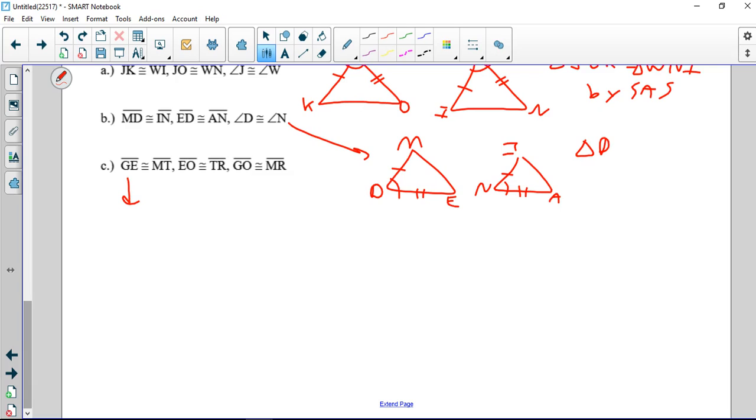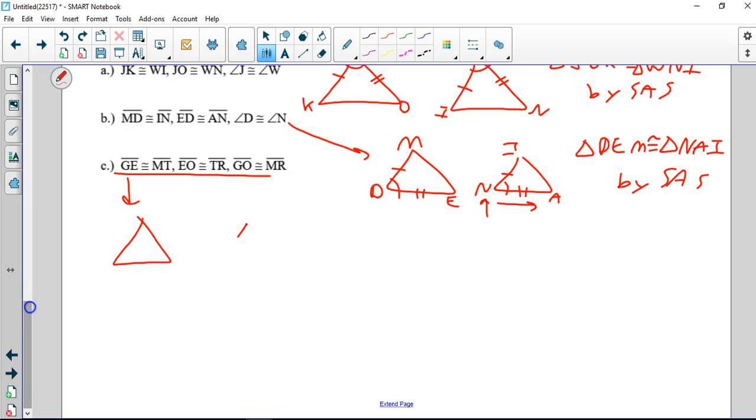So I'm going to say triangle, I'm going to start at my included angle again. You don't have to, it's just an easy mark. I'm going to go down Highway 2 this time. Triangle DEM is congruent to triangle. I'm going to start at my included angle right here. I'm going to travel down Highway 2, so that's NAI. I say by SAS.